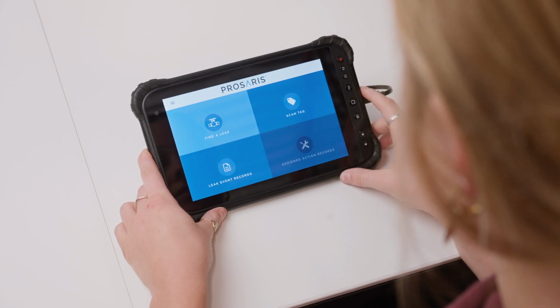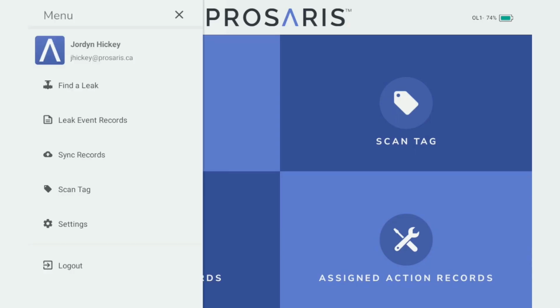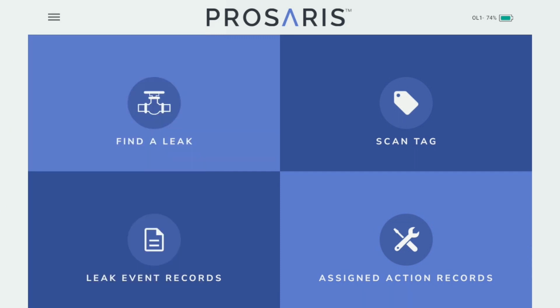The first screen you will see will be the home screen. Top left corner are your settings, top right you will see your battery health indication, and the main home page will provide your modules: Find a Leak, Leak Records, Assigned Actions, and Scan Tag.